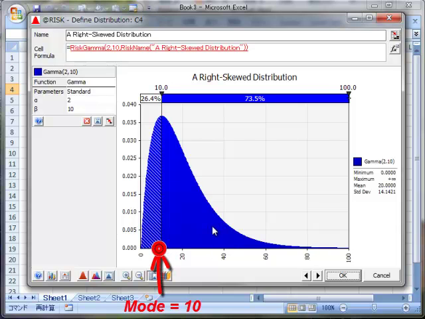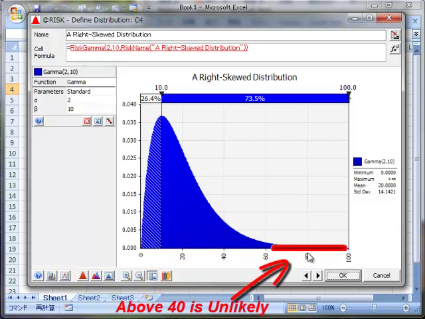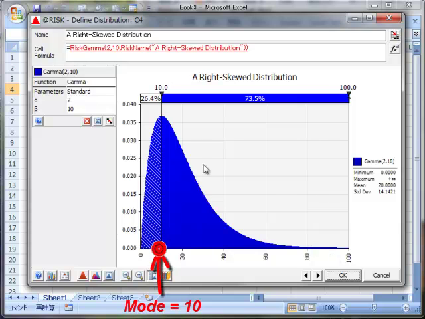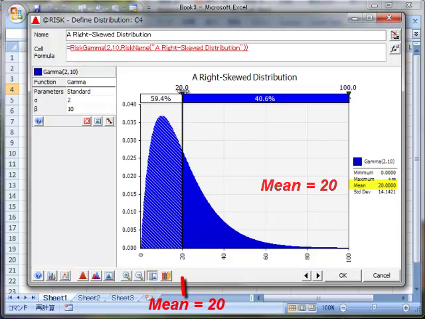And as you get up above 40, 50, by the time you get to 80, it's very unlikely you're going to get any values up here, up in this tail. In any case, so the mode now is 10, right? Now, if we look over here, we see the mean of this is 20. Okay, so the mode is 10. Bring the thing over here. The mean is 20.